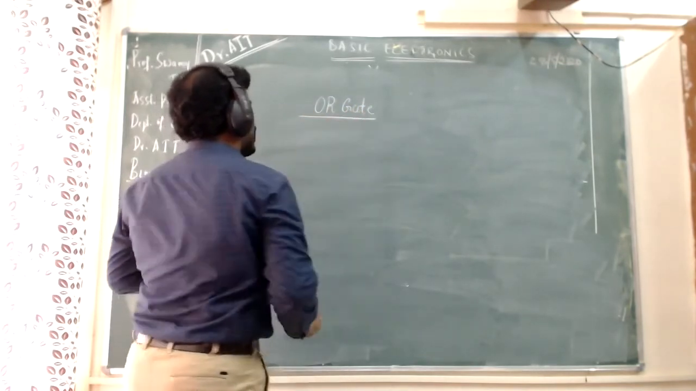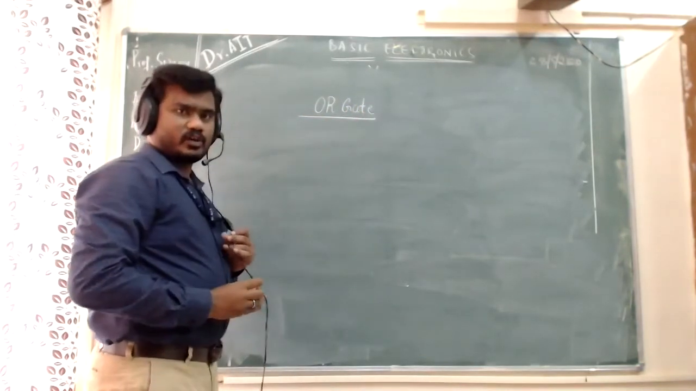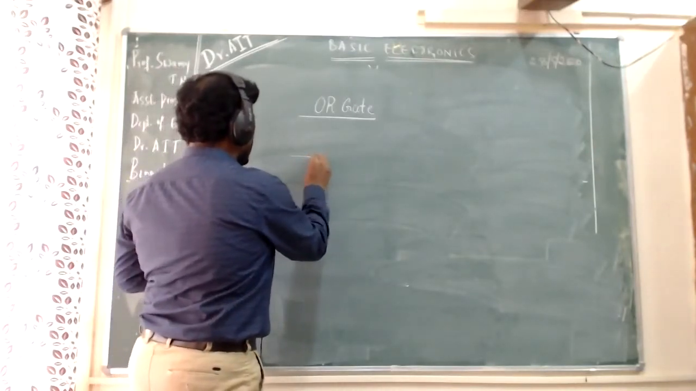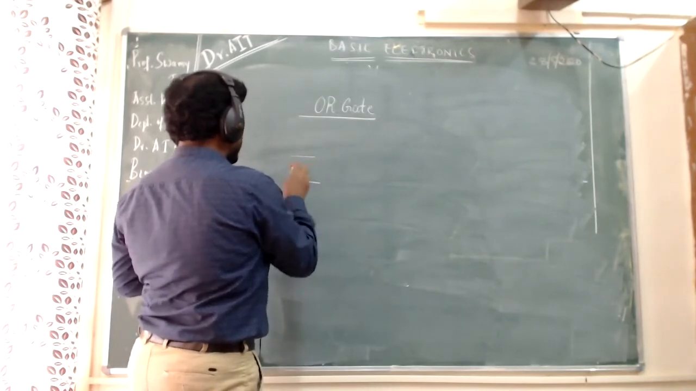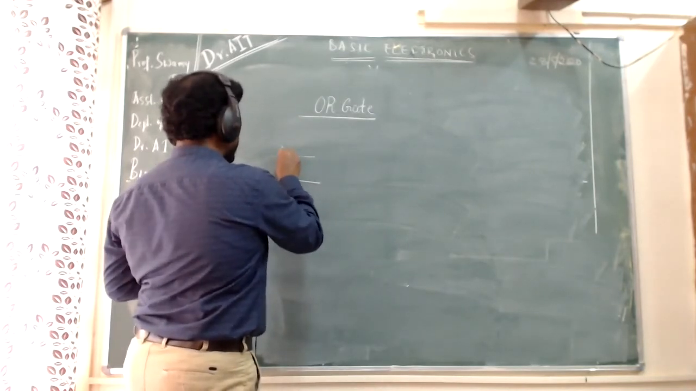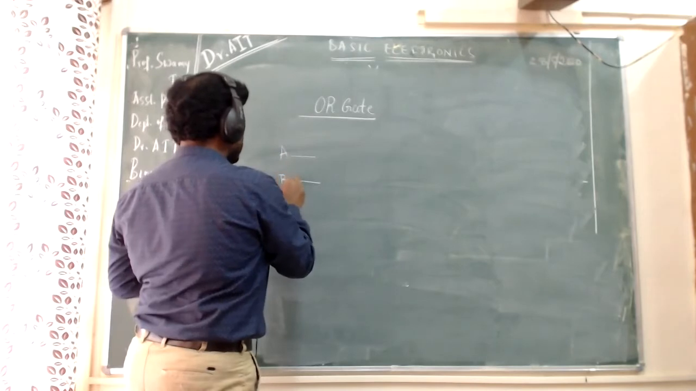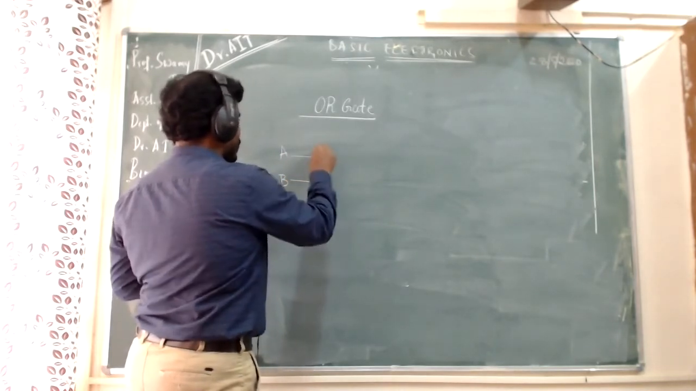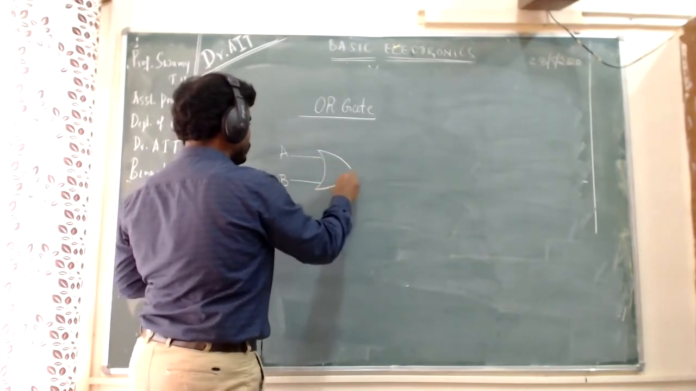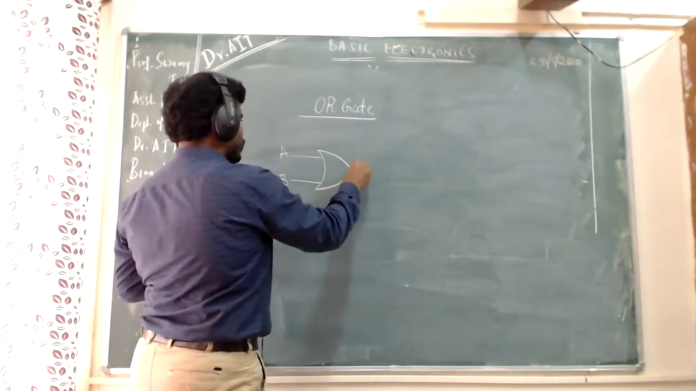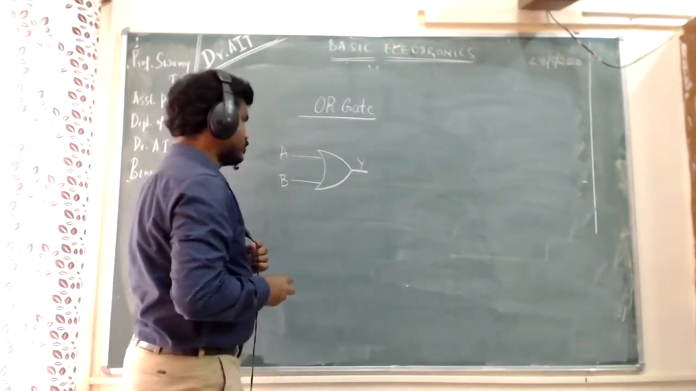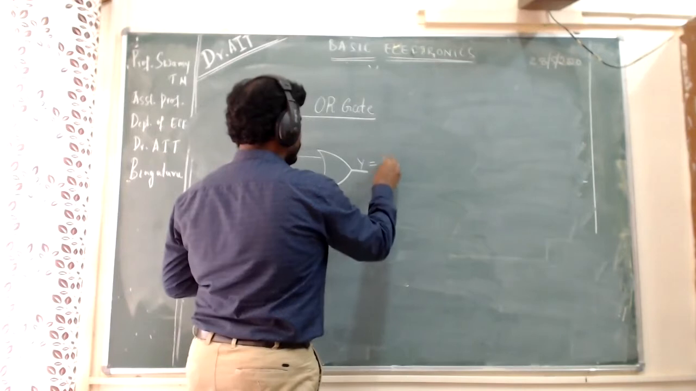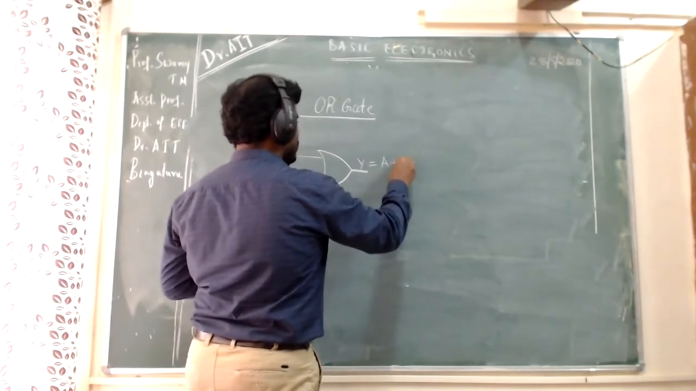Now, let me draw the symbol of the OR gate first. It looks like this. The OR gate representation has two inputs and one output. Sometimes you have more inputs also. And the logical expression for this is Y equals A plus B.